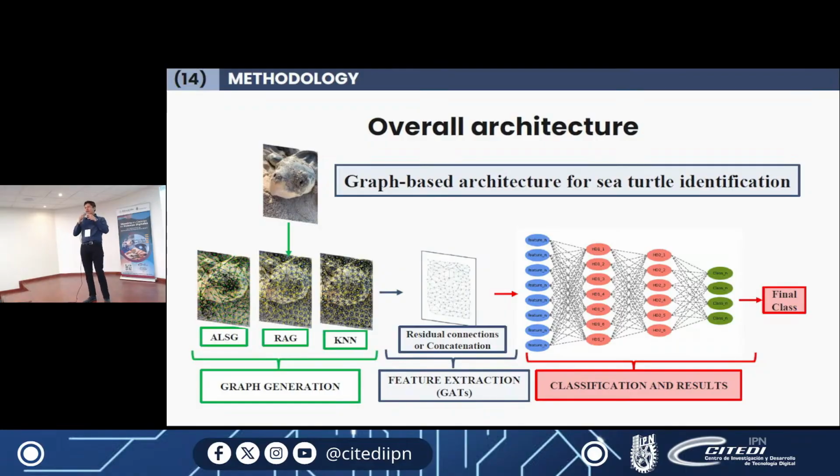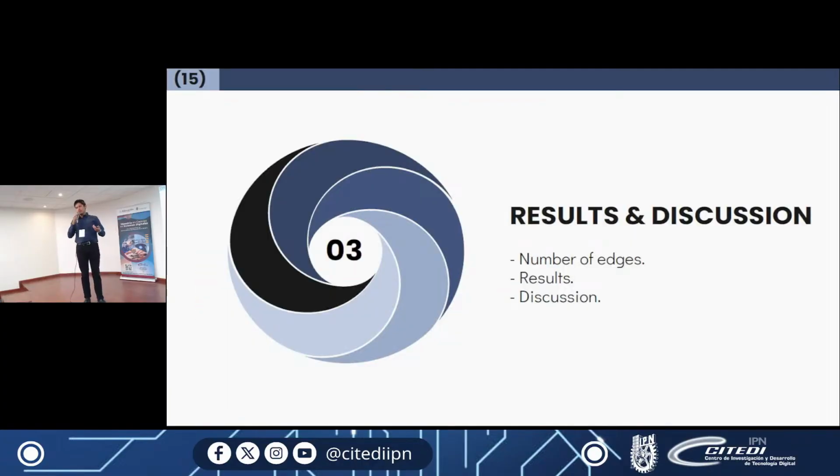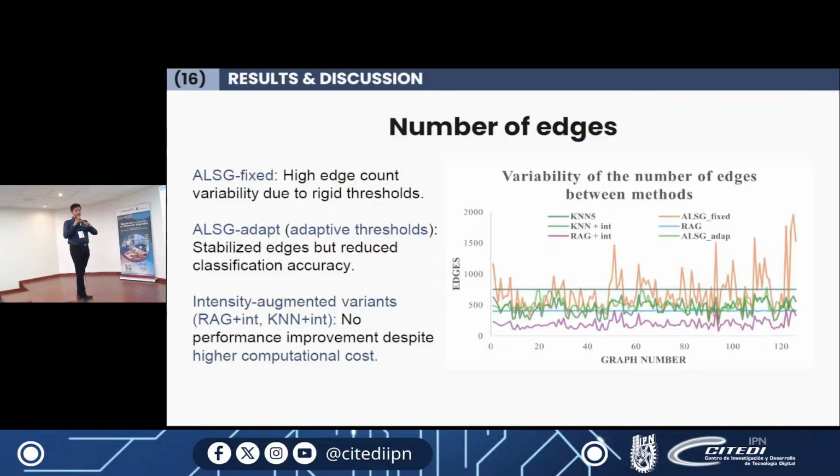Okay, so with this approach, we can use different ways to create the graph, extract information, and build the neural network to obtain better performance of the model. So let's discuss the results and discussions.